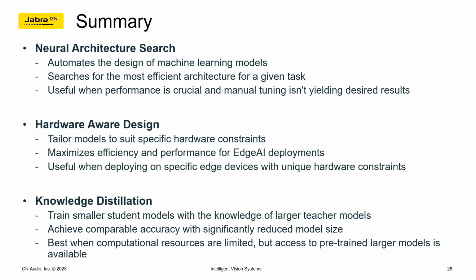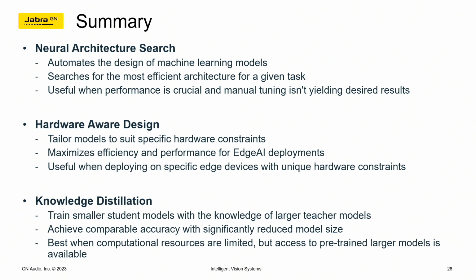So in summary, neural architecture search is pretty useful when performance is crucial and manual tuning isn't yielding any kind of desired results. Hardware-aware design is of utmost importance. Understand your hardware. It's not only a software problem, it's a hardware and a software problem.